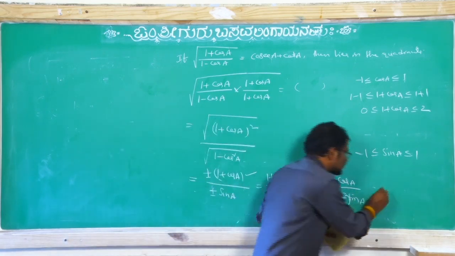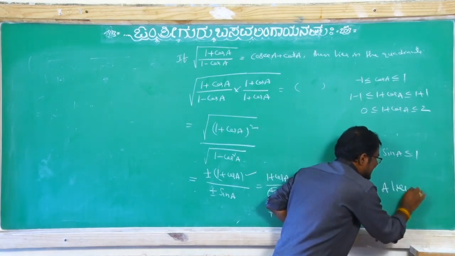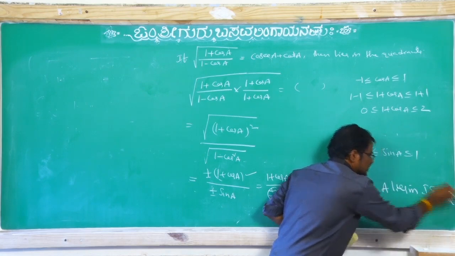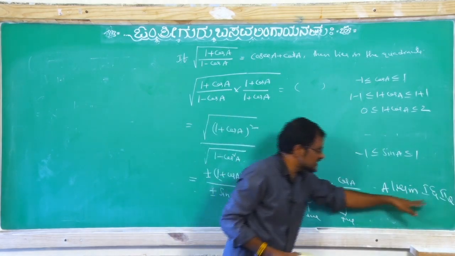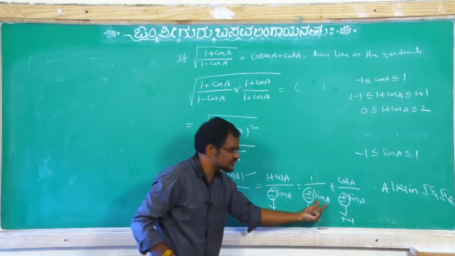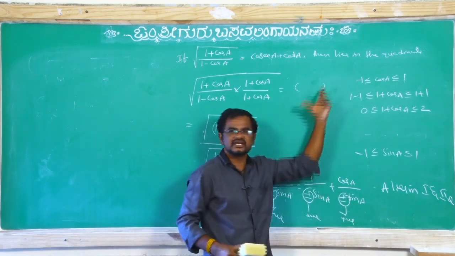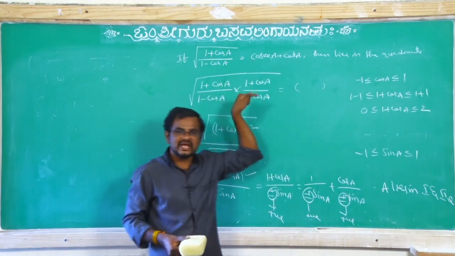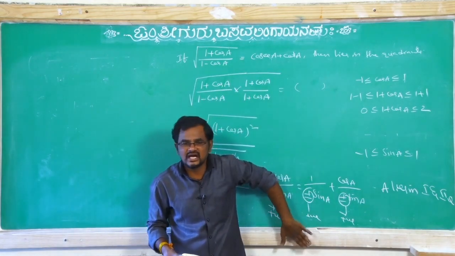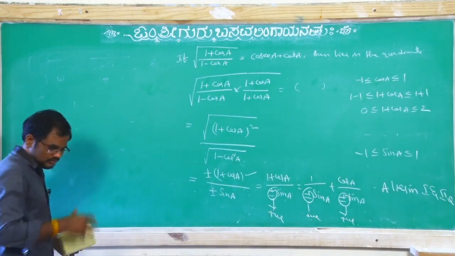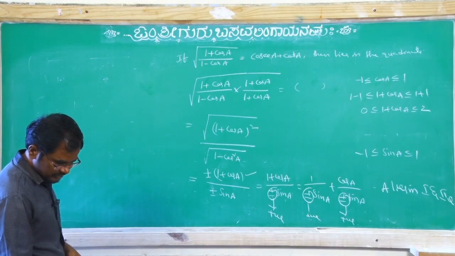So therefore A should lie in which quadrant? First and second quadrant. So if A lies in first and second quadrant, here we will get plus, here also plus: 1 by sin cosecant, cos by sin cot, cosecant A plus cot A. Always like this you won't get. According to the right side we have to change our idea. Understood or not? Okay, 2 examples I will give, homework problems based on this one.